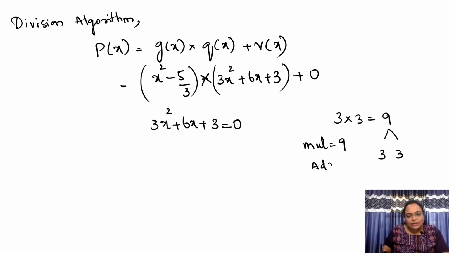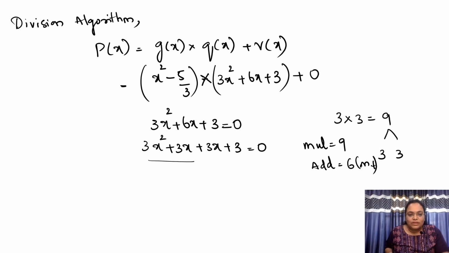When you add them, you need to get 6, which is your middle term. So this is 3x² + 3x + 3x + 3 = 0. From the first two terms, if you take 3x common, which is x + 1, and from the next two terms, if you take +3 common, which is x + 1 = 0.